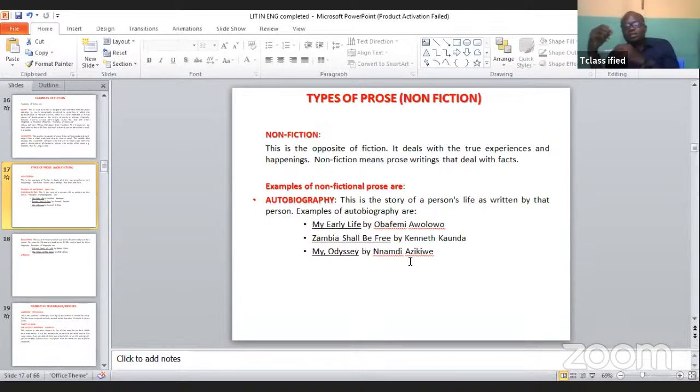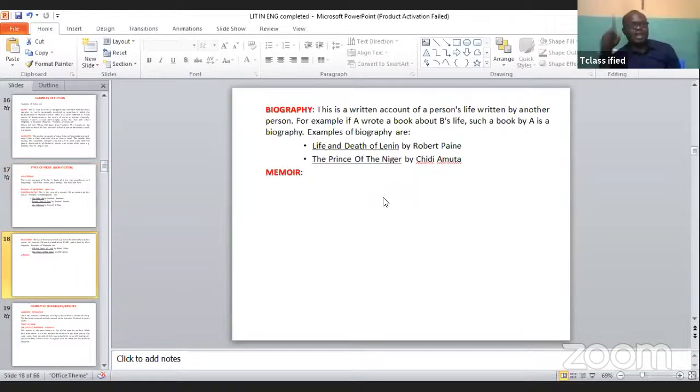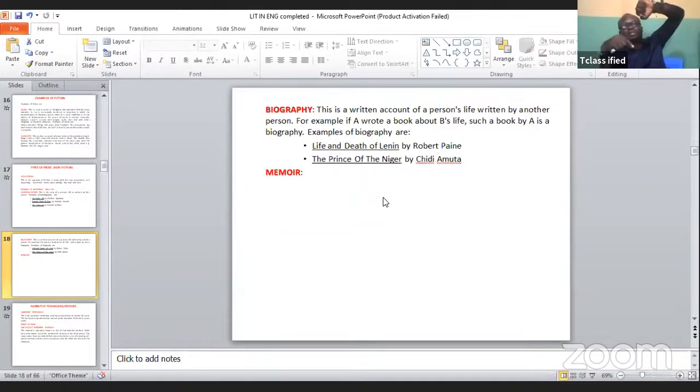Both of them wrote stories of their life. And when somebody writes a story of his life, we call it autobiography. So this is against the next one we're going to be looking at. When somebody writes about another person, the story of another person's life, we call it biography. So this is a written account of a person's life written by another person.